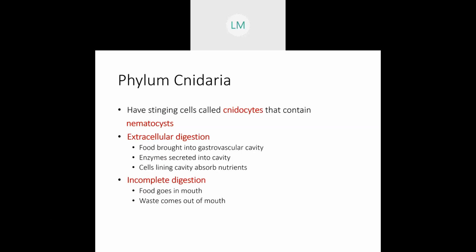But in phylum Cnidaria, we have incomplete digestion, meaning that there's just one hole that food goes in and waste comes out of. So this is a two-way street happening here with digestion, food coming in and waste going out of the same hole. Okay, so it's incomplete. We don't have the one-way street yet here in animals.